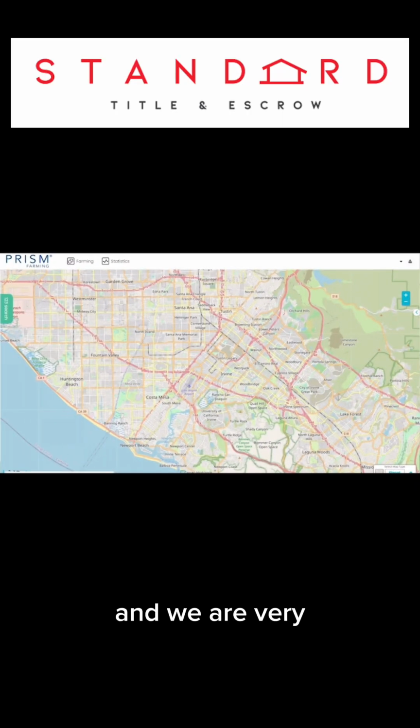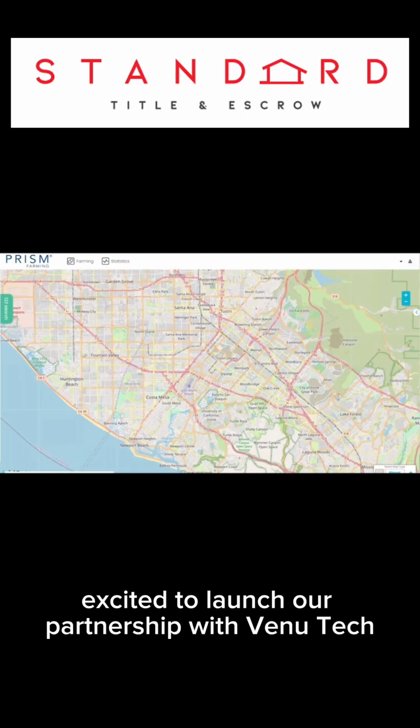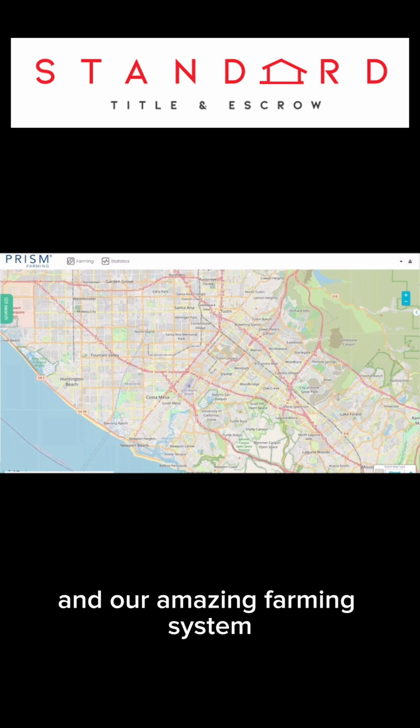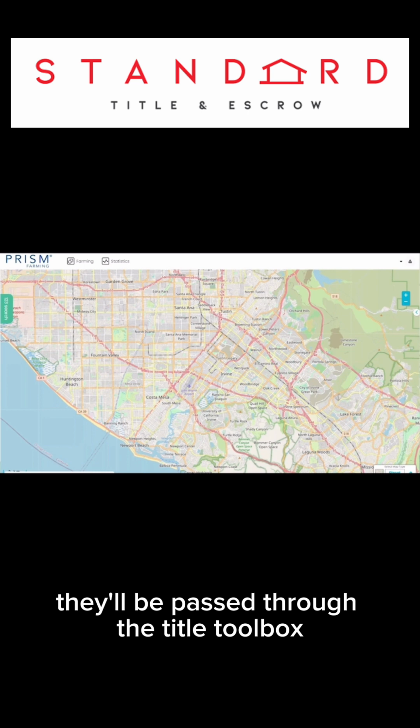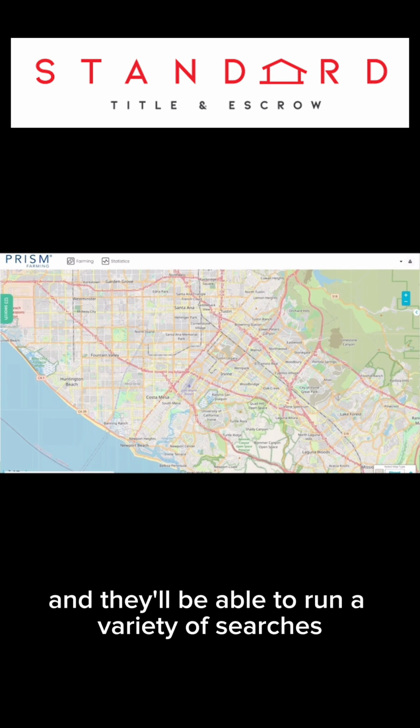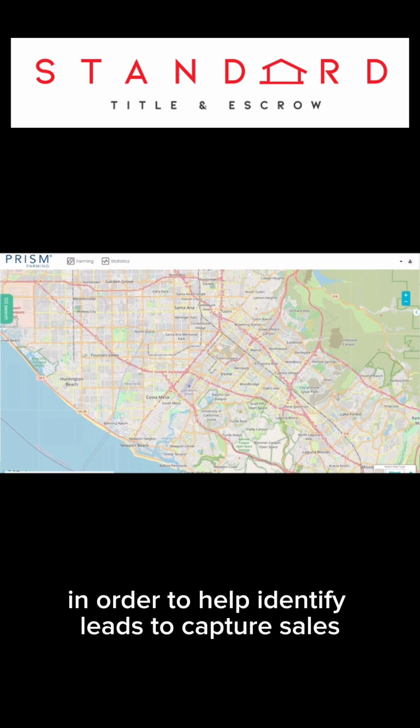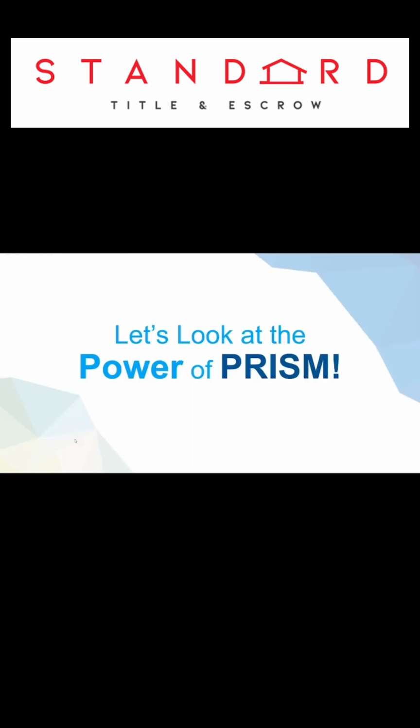And we are very excited to launch our partnership with Benutech and their amazing farming system. It's called Title Toolbox. So through Prism, they'll be passed through the Title Toolbox, and they'll be able to run a variety of searches in order to help identify leads to capture sales and market their real estate business.